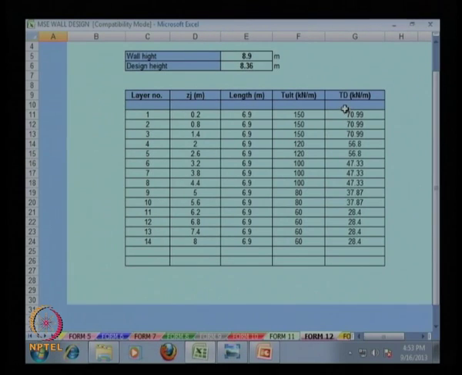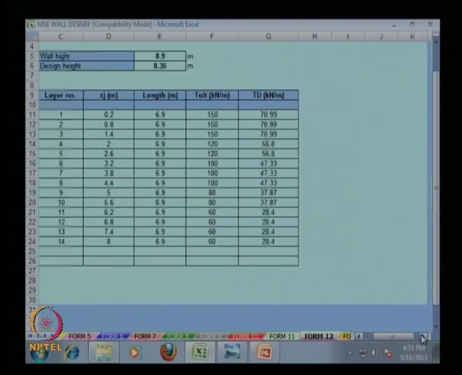And Td is, in kilonewton per meter, 70.99, then 56.8, 47.33, 37.87, and 28.4.